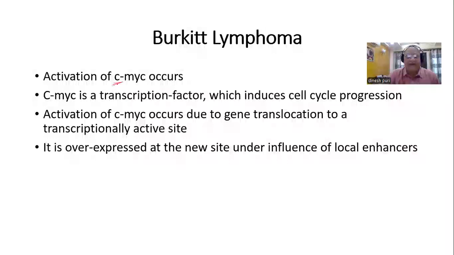Activation of C-MYC. All right. So C-MYC, it's a transcription factor, a proto-oncogene, of course, and this is an important link in the cell cycle progression. So why did activation happen? Because of gene translocation to a transcriptionally active site, we call it a hotspot. So the promoter, for example, of the immunoglobulin heavy chain, that is a very strong promoter. Immunoglobulin kappa chain, lambda chain, they are hotspots. They are very strong promoters.